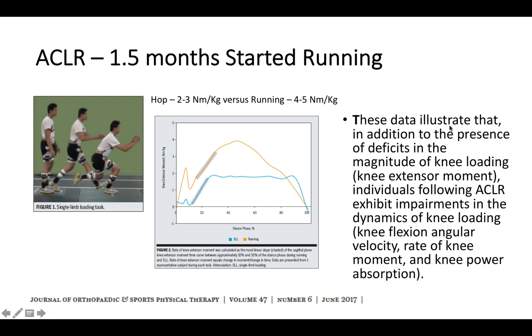But these data illustrated that in addition to the presence of deficits in the magnitude of knee loading, individuals following ACLR exhibit impairments in the dynamics of knee loading. So in essence, they were unable to match their opposite side.